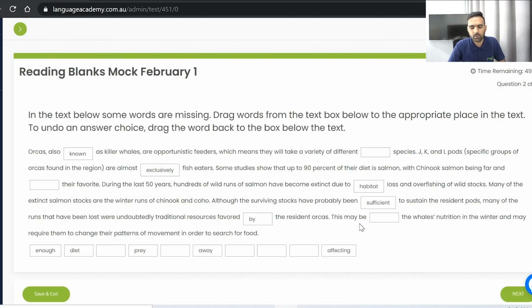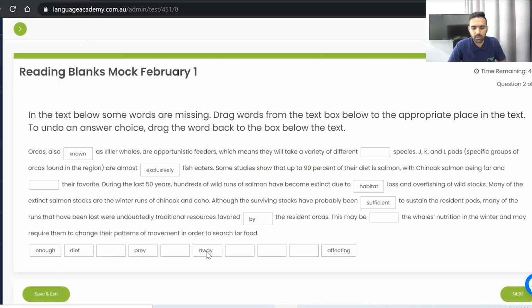This may be dash the whale's nutrition in the winter, and may require them to change their patterns of movement in order to search for food. This may be enough the, you'll always say this may be enough for. You'll always use the before the blank, because it is kind of a noun. This may be the prey whales.